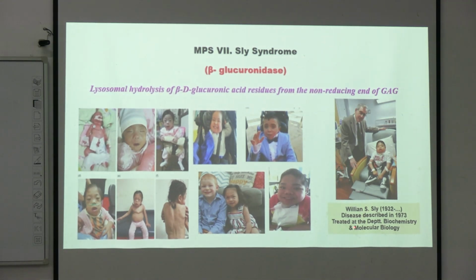And William S. Sly, who discovered and described this disease in 1973, is still alive, and the treatment was done at the Department of Biochemistry and Molecular Biology under his care, and that's why he is a famous person. Sly's disease has been named after him. So, beta glucuronidase deficiency in Sly disease may come as an MCQ, particularly Hunter syndrome and Sly disease. At least try to remember these three things.